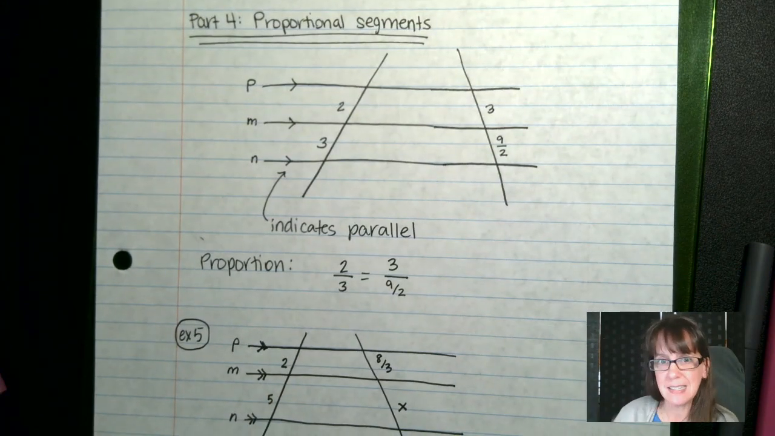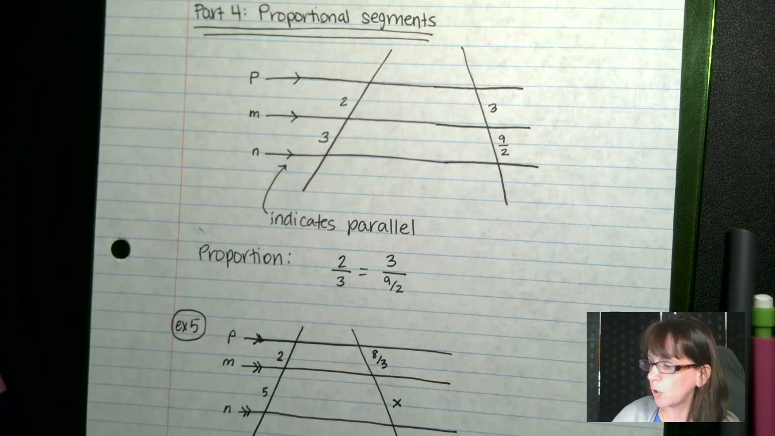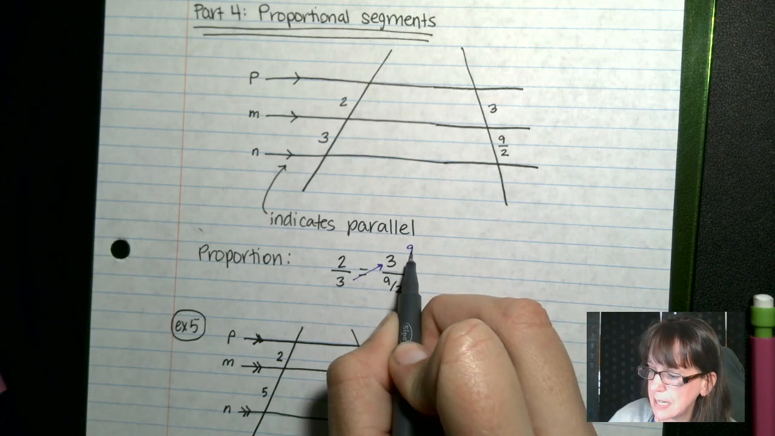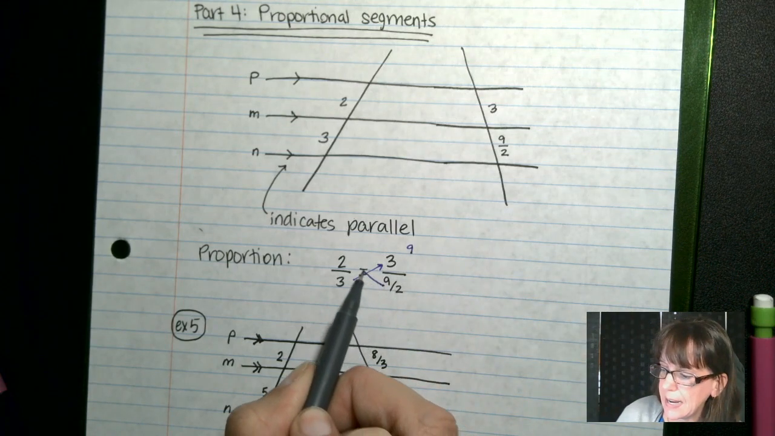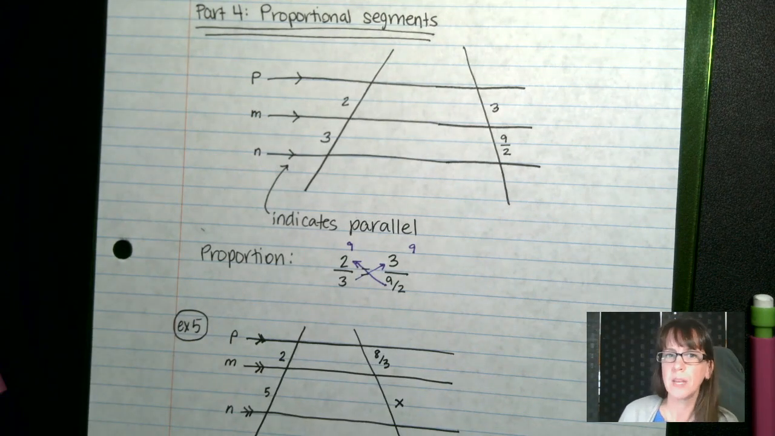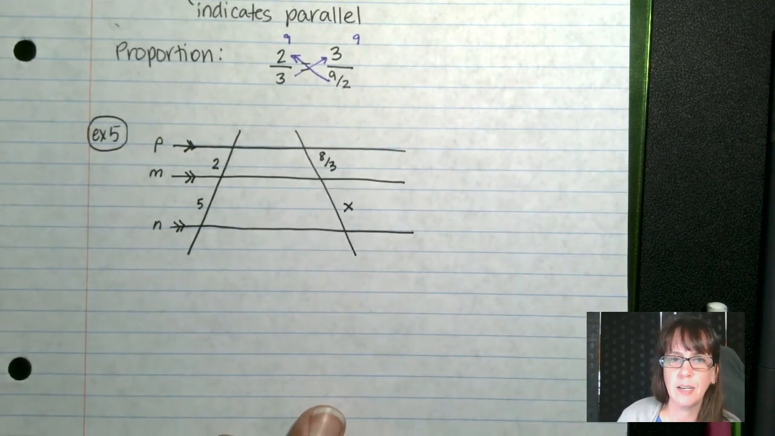Now we can test this theory because we can do cross products. What I mean by cross products are 3 times 3 would give us 9, and 9/2 times 2 would also give us 9. Therefore, they are proportional. So knowing that information now, let's go ahead and do this as a practice problem.